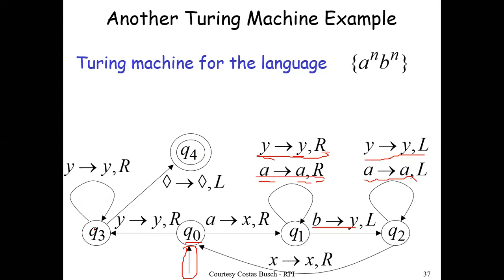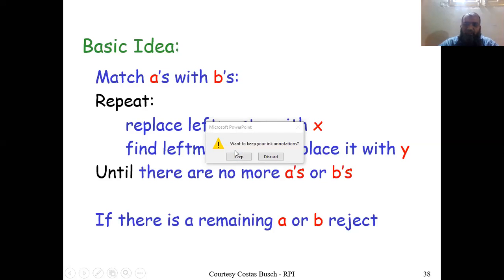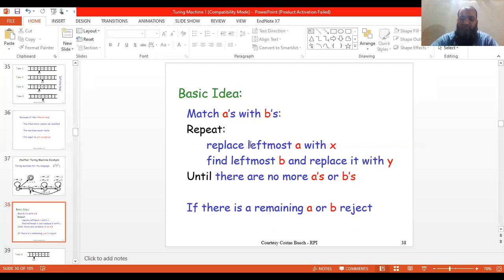We will simulate that machine, and then you will learn how this process works. The basic idea is how we have designed that machine. The simple idea is that we want to compare the number of A's with the number of B's, so the number of A's and the number of B's will be equal. This is the simple idea.